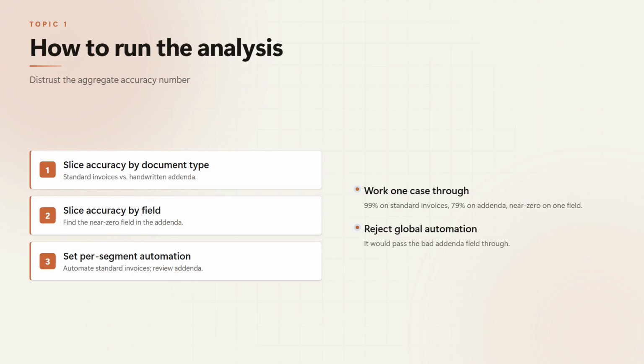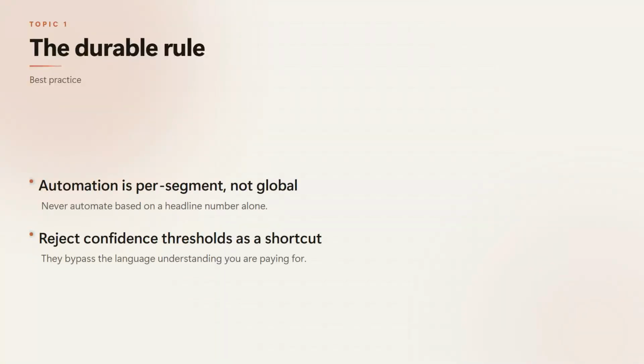The other cases, different document types, different fields, follow the same pattern, and they're on the page. The rule that holds outside any exam is this: automation decisions must be per segment. You never flip a switch based on an aggregate accuracy number. And you reject the idea of a single confidence threshold because it bypasses the language understanding you are paying for. A threshold says if the model is confident, trust it, but on the bad segment, the model is confidently wrong. You need to know where it's wrong, and that requires segment-level analysis. This is true whether you're extracting invoices, classifying support tickets, or parsing contracts.